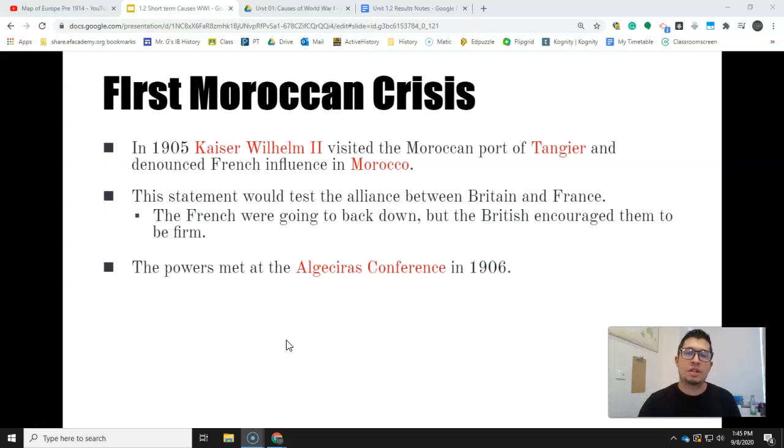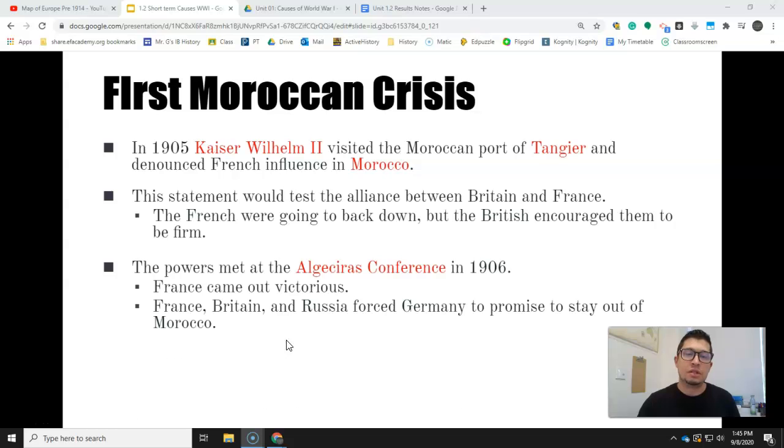So essentially Morocco. We have a lot going on in Morocco. Morocco is, if you did not know, in Africa. It's northern Africa. France had control over northern Africa. It wasn't necessarily a colony of France, but it had a lot of influence there.